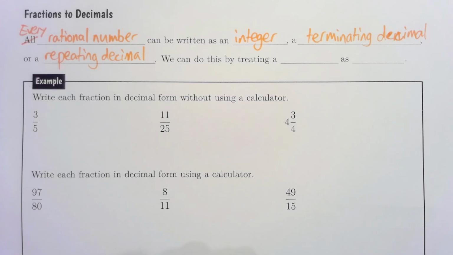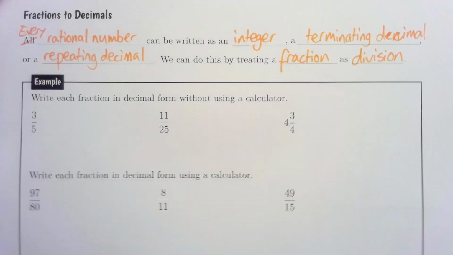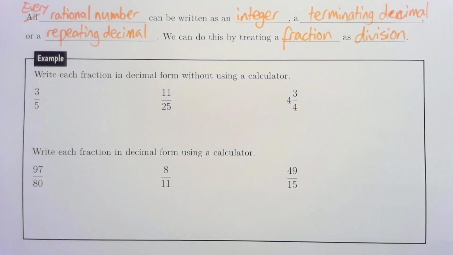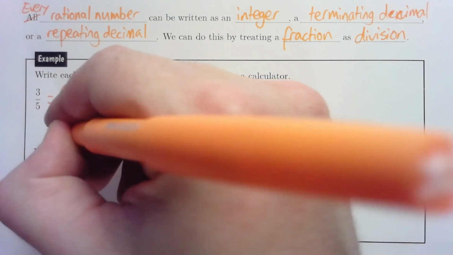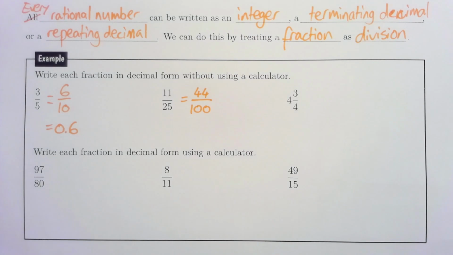Now, because mathematically fractions and divisions are the same thing, we can treat a fraction as division to convert it to a decimal. If we want to write a fraction in decimal form, one way to do it is to make sure that our denominator is 10 or 100 or 1000, so we have a simple way to interpret it as a decimal. So 3/5, for example, is the same as 6/10, which is 0.6. 11/25, multiplying both the numerator and denominator by 4, we get 44/100, which is 0.44.